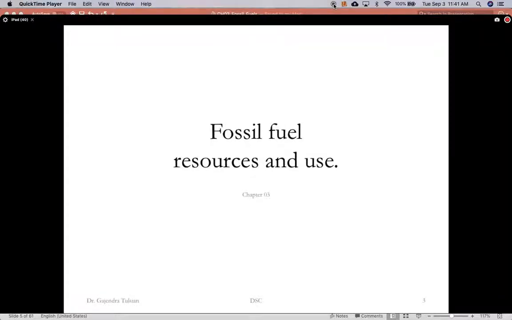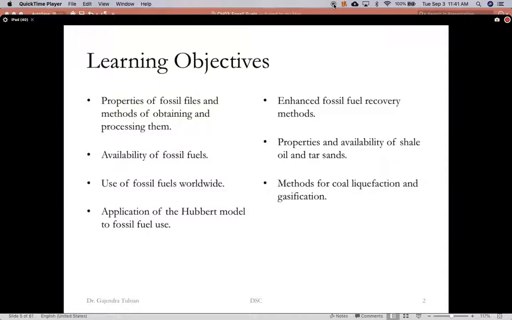Okay, so in this chapter, we'll look at how fossil fuels are formed, how we get them, and how we use them. So here are the learning objectives. We'll look at the properties of fossil fuels, the availability of fossil fuels, the application of the Hubbert model, and so on.